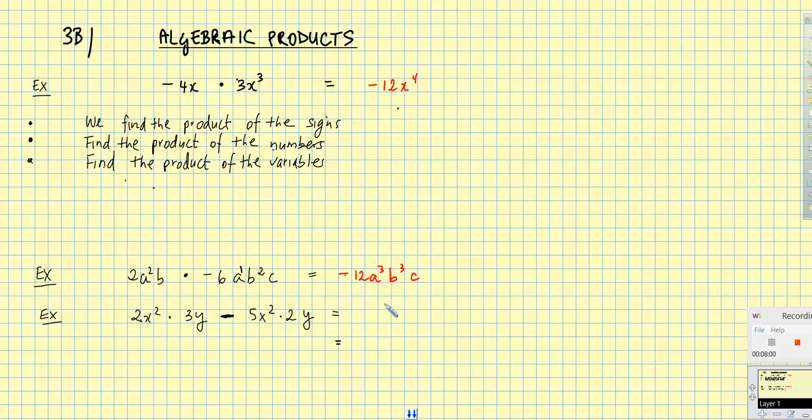Now, if I take a look at my next example, let's see what we can do with that. This is going to be 2x squared times 3y minus 5x squared times 2y. Remembering our order of operations, so 2x squared times 3y would give us 6x squared y. And then this would be 5 times 2 is 10, it's minus 10x squared y. Because it's x squared y all along here, then that means it's 6 minus 10, which is negative 4x squared y.